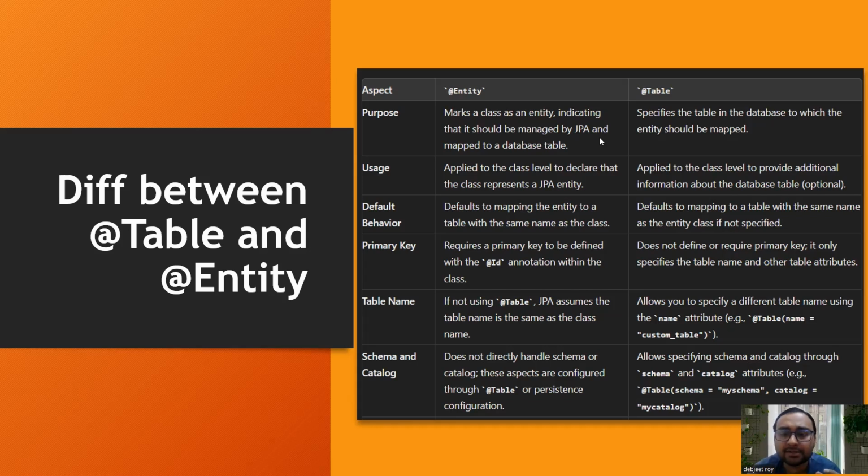So the rest of the differences, you can go through them. I've already put them across for you. You can pause the video and go through them.